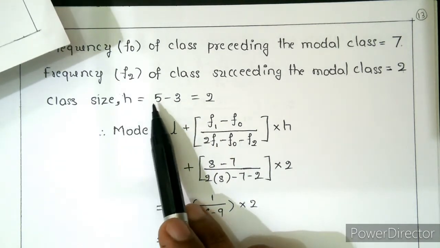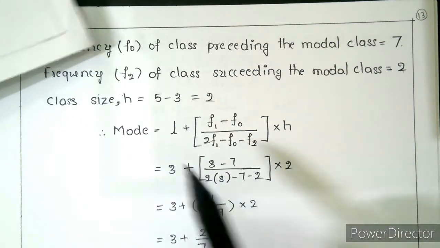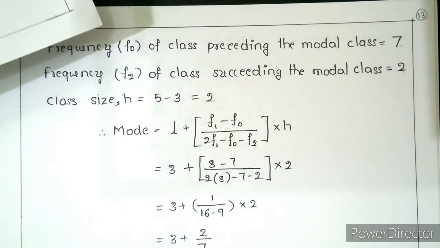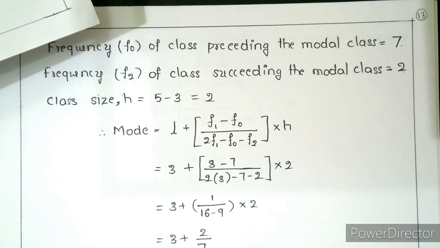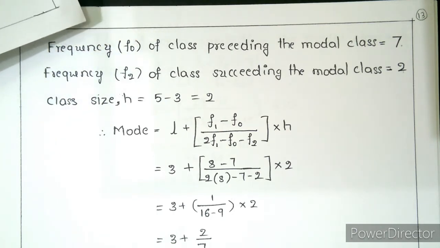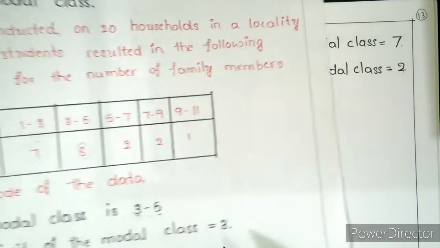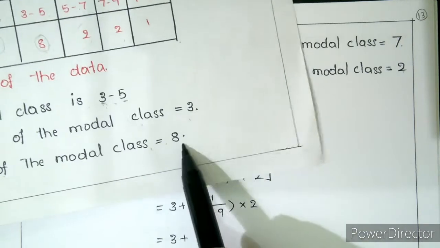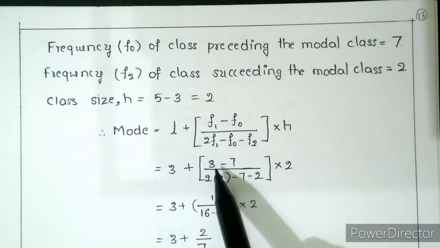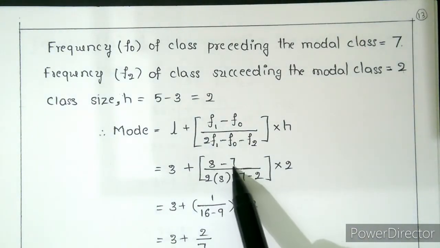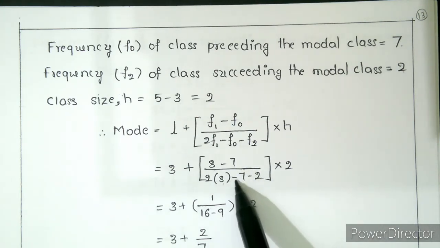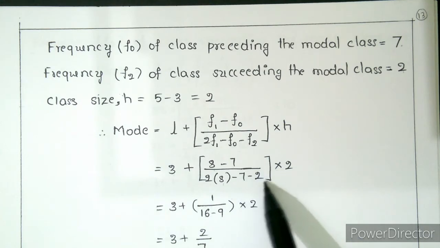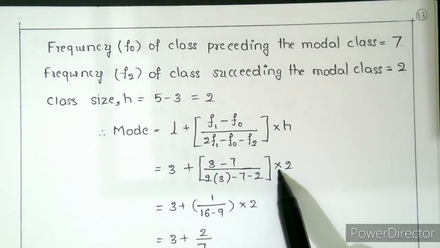So class size h is equal to 5 minus 3 equal to 2. The formula for mode is equal to L plus (F1 minus F0) divided by (2 F1 minus F0 minus F2), into h. So the value of L you have is 3, and the F1 value is 8. Substitute F1 value 8 and F0 is 7. So F1 is 8, 2 into 8, substitute as it is, minus 7 minus 2, into class size, which is 2.